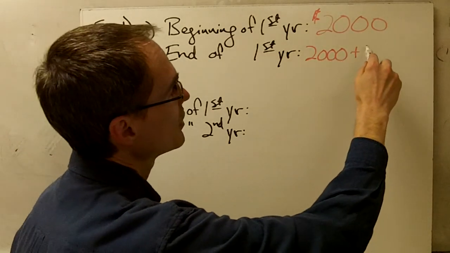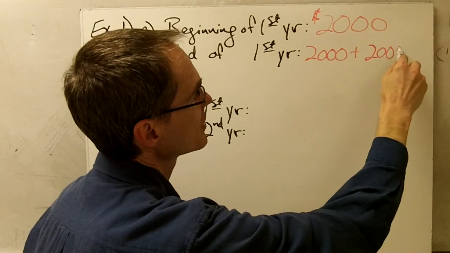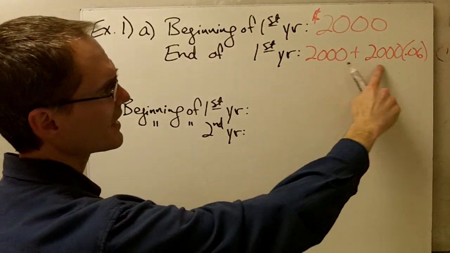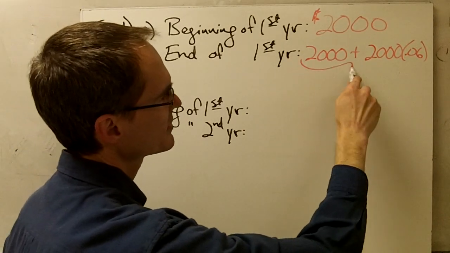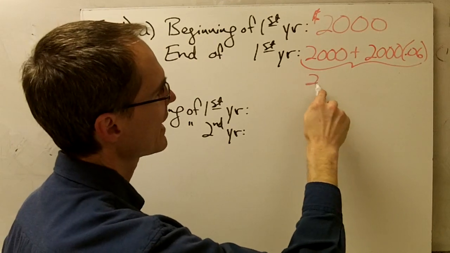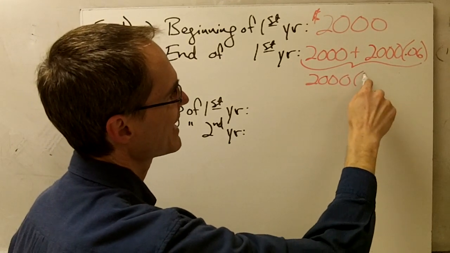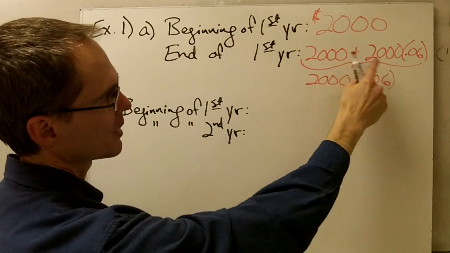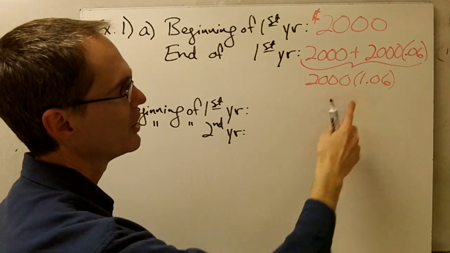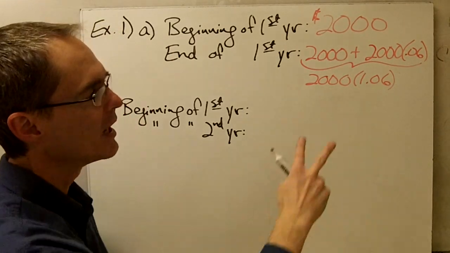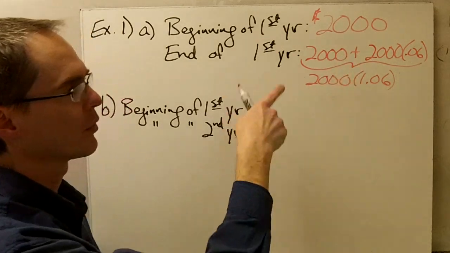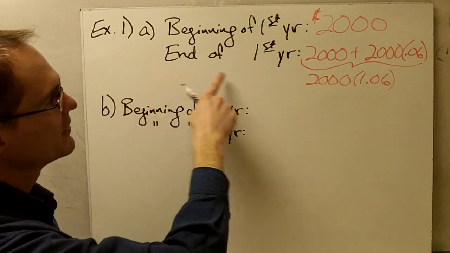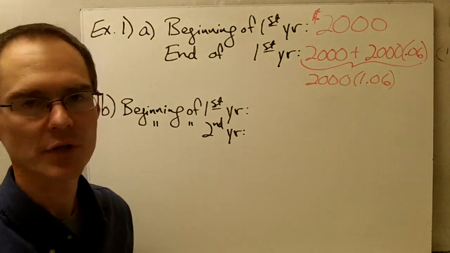At the end of that first year, we're going to have our $2,000 plus 6% interest. So 6% interest on $2,000 is going to be 2,000 times 0.06. Now I'm going to rewrite this, instead of writing it like that, I'm going to write it like 2,000 times 1.06. I'm essentially just taking these two numbers and putting them together. I'm going to write them in this form right here, 2,000 times 1.06, because that's going to turn out to be a little bit more convenient form for working with our next examples. So that's the amount of money at the beginning of the first year. This is the amount of money at the end of the first year.